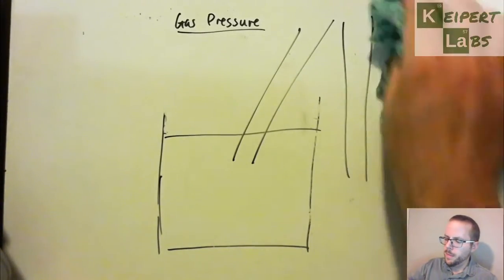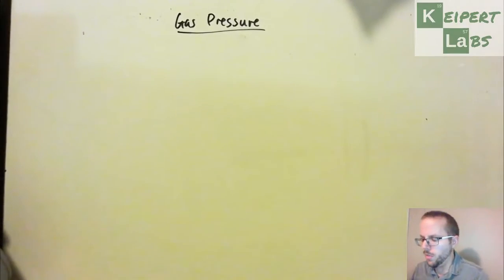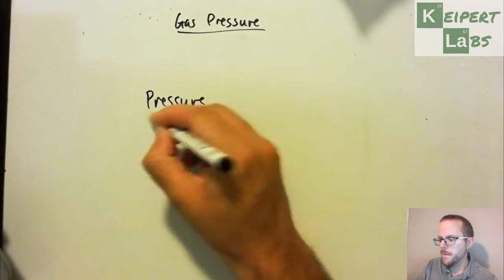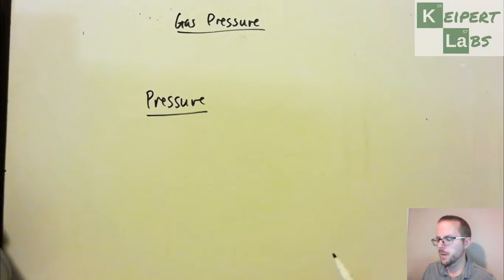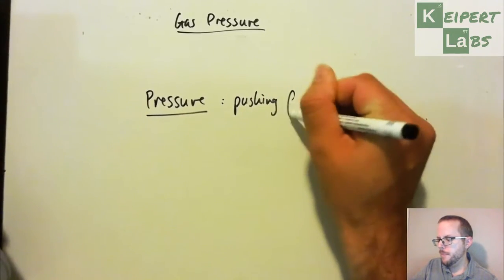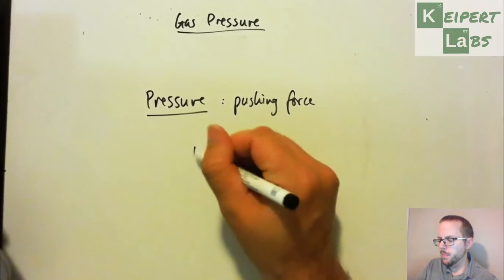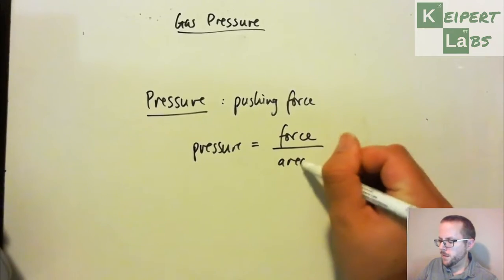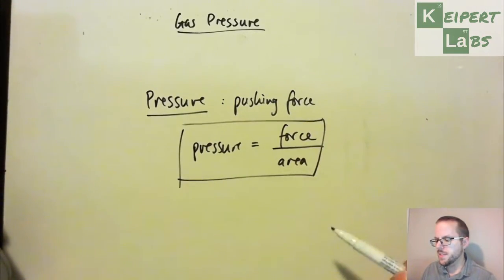And so what we're talking about here, this force that's pushing down on the water, is this concept of pressure. We're talking specifically about gases at the moment. So it's a pushing force. And what we would say is that pressure is an amount of force divided by an area. This is one way that we can calculate it.